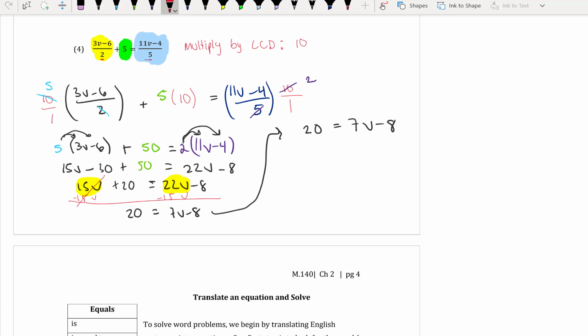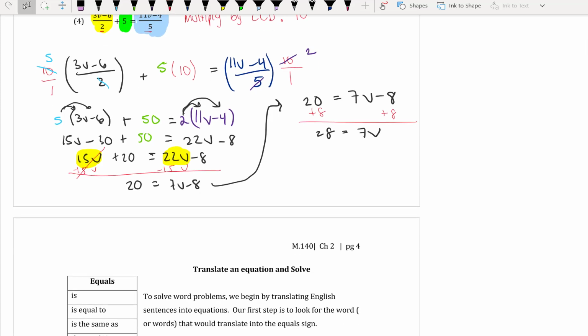From here, you can add 8 to both sides, so that 28 is equal to a 7v. Well, to get that v by itself, I divide by that number to get the coefficient equal to 1. So that 28 divided by 7 is going to give me a 4. So I have 4 is equal to v as my final answer.